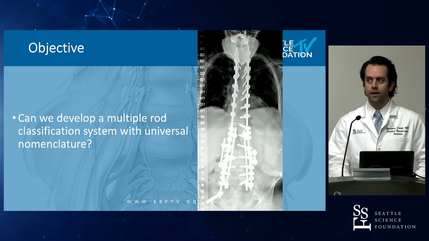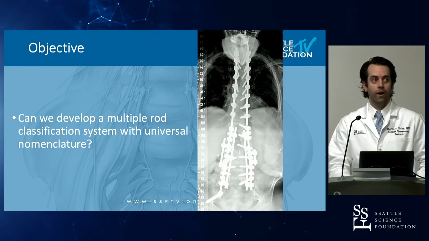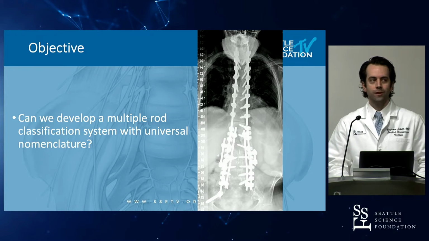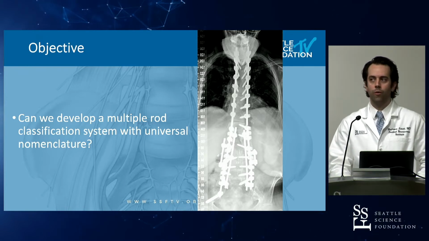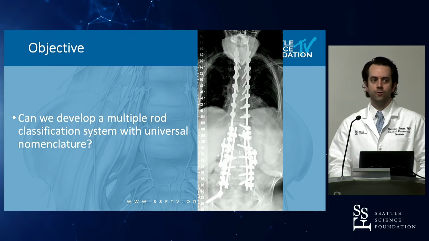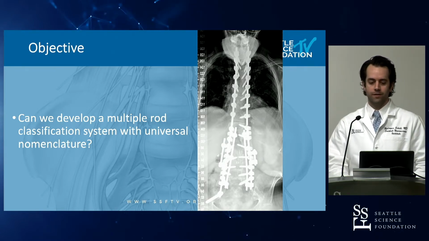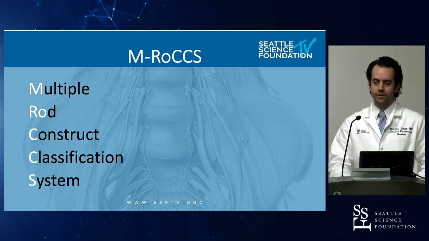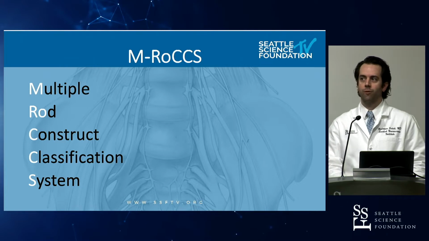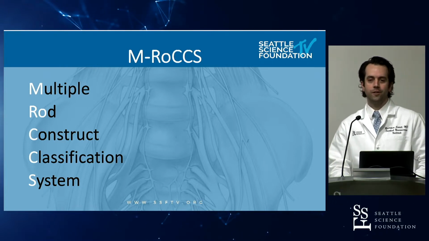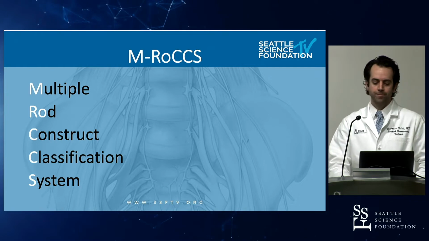To avoid constructs like this, where the rods don't seem to really have a purpose, they may or may not be holding on to the main construct. The overall goal of the project was to develop this multiple rod classification system and a universal nomenclature so that we could all be speaking the same language. After a Delphi process, we came up with some different terminology that we'll get to in a second, but we ultimately ended up calling our system the MROCS, the Multiple Rod Construct Classification System.